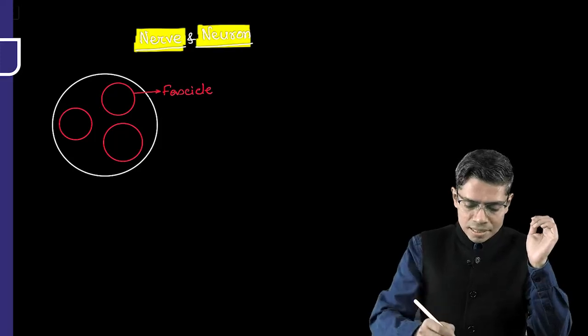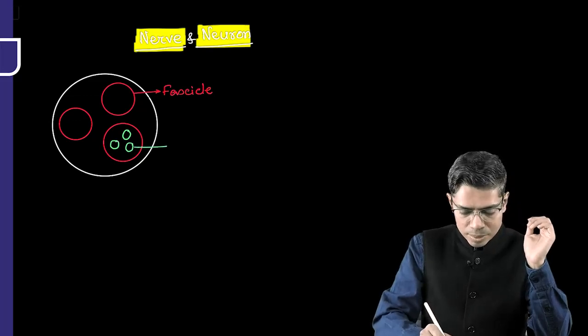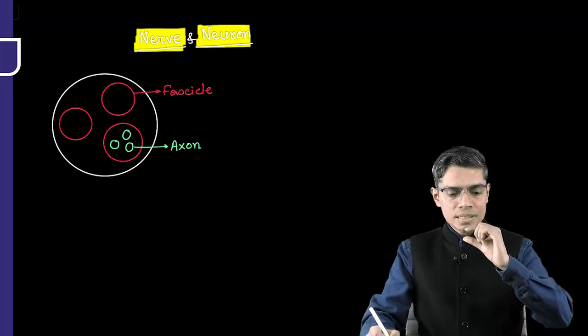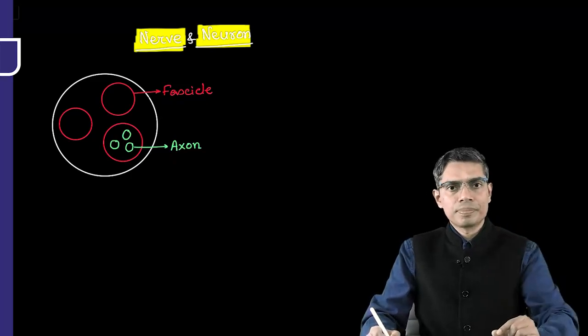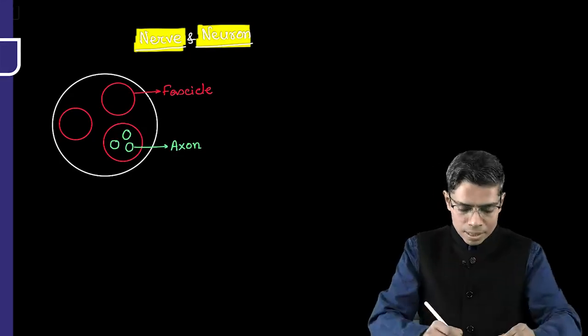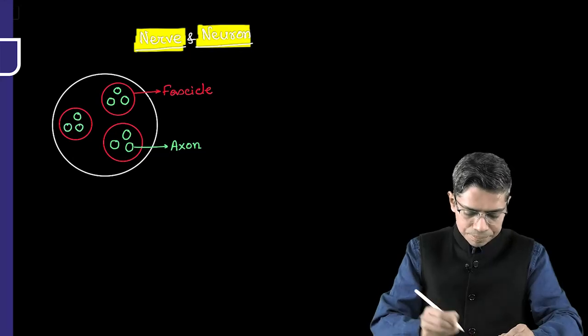So what is there inside this fascicle? If I enter inside the fascicle, I'll find that it contains multiple nerve fibers. This is nothing but the axon of a single neuron. So basically nerve fiber means the axon of a single neuron. That looks like a fiber, that's why this is known as nerve fiber. So bundles of axons form a fascicle. Multiple fascicles form a peripheral nerve. So this is again the nerve fiber inside the fascicles.